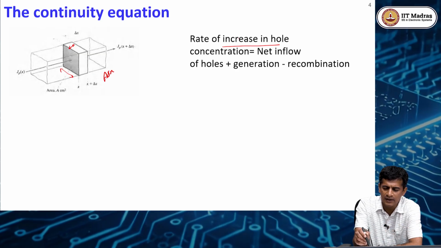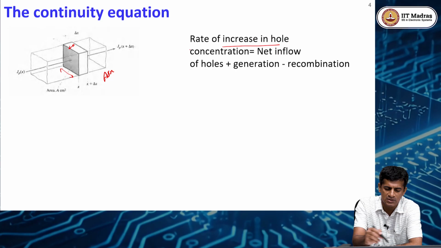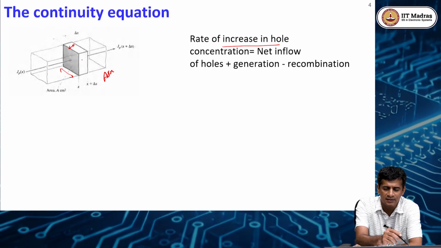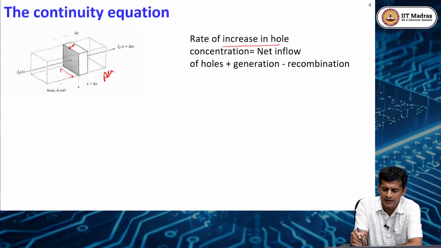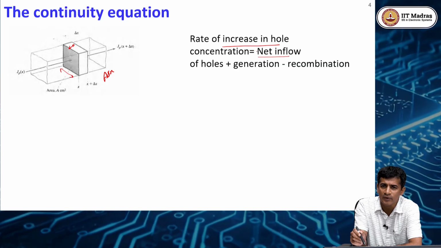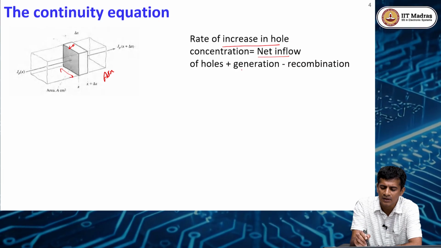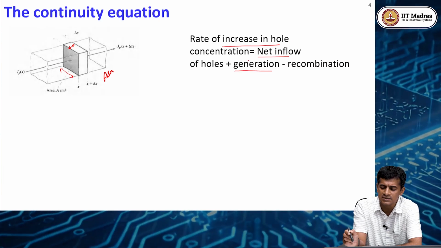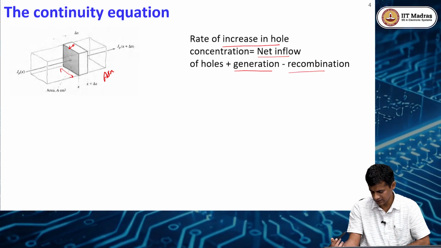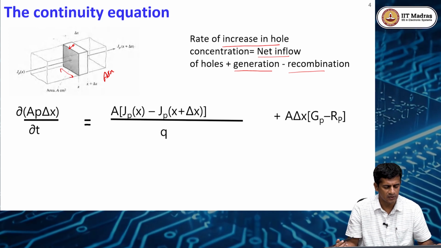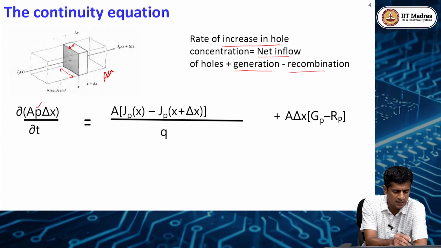What we are going to write is the rate of increase in hole concentration. We are tracking the change in the hole concentration in this differential volume. It is very simple. All you need to do is this bookkeeping. You see what the net inflow is, that is the inflow minus outflow, plus generation, how many holes are generated, minus how many holes are recombined. It's a very simple expression. So the rate of change of the hole concentration, that is P.